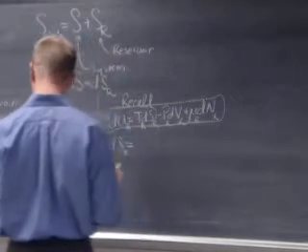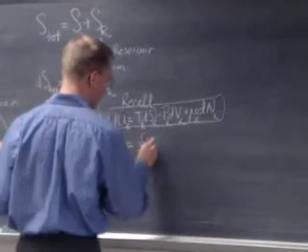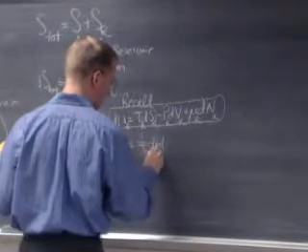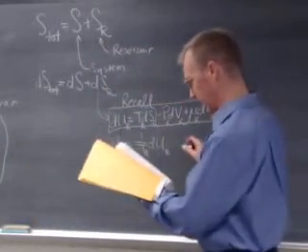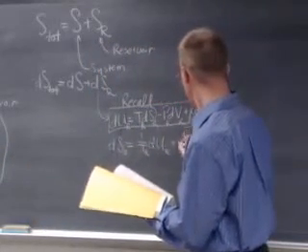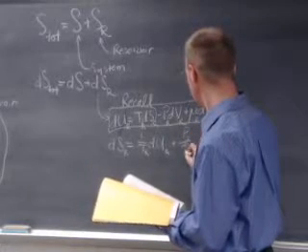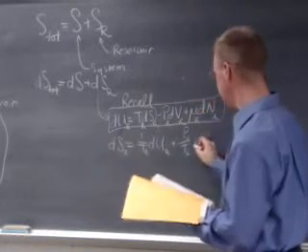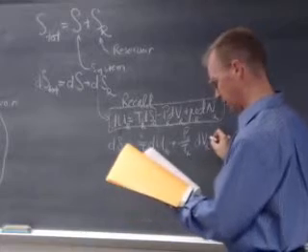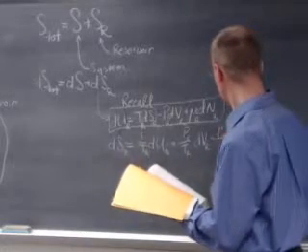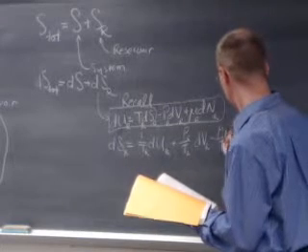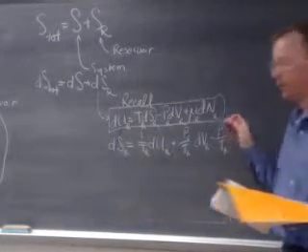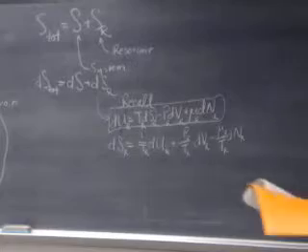And I come up with dS_R equals one over T_R dU_R plus P_R over T_R dV_R minus mu_R over T_R dN_R. And I've subscripted everything with R for the reservoir.